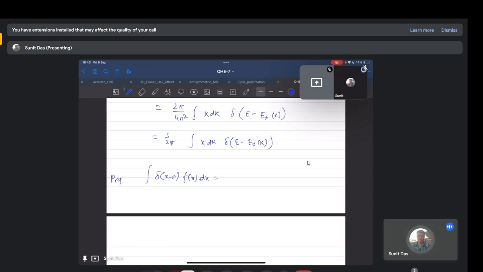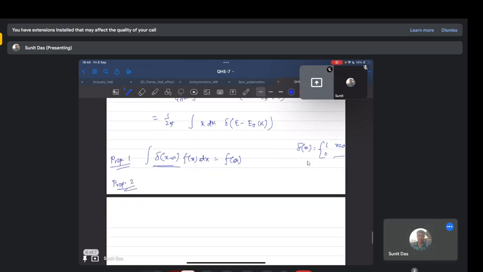So property 1, this should simply be f(a), because whatever the value of f(x) may be, if we are not at x equal to a, this term will be 0. So f can only pick the term where the delta function is 1 or non-zero, because the delta function is defined such that delta of x is simply 1 for x equal to 0 and 0 everywhere else.